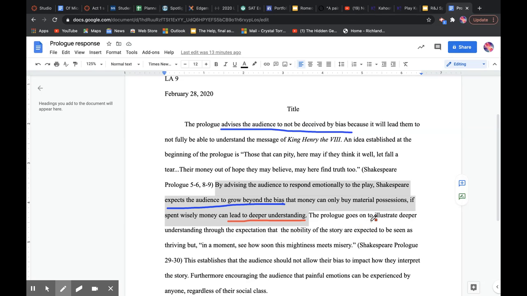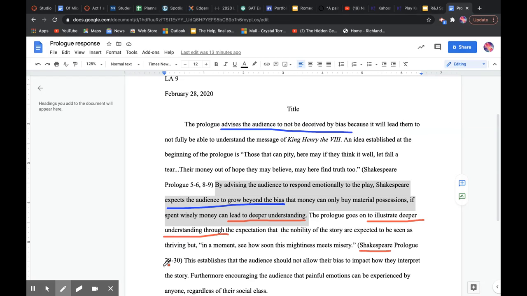The prologue goes on to illustrate deeper understanding through the expectation that the nobility of the story are expected to be seen as thriving, but. Then I insert my quote, in a moment, see how soon the mightiness meets misery. Then I have my citation, just like we did before, with the author's last name, where it is in the play, the prologue, and the line numbers.